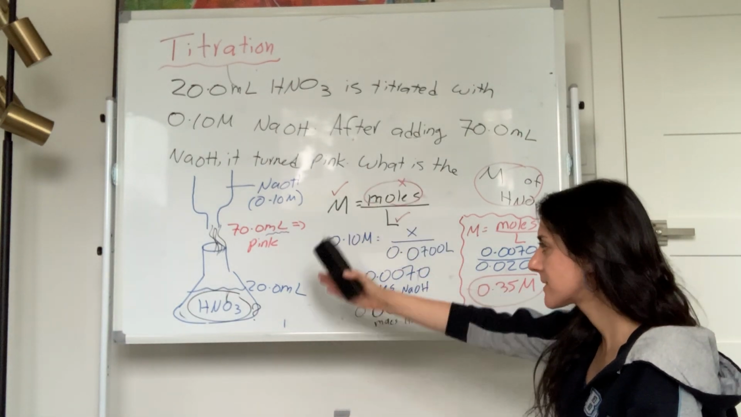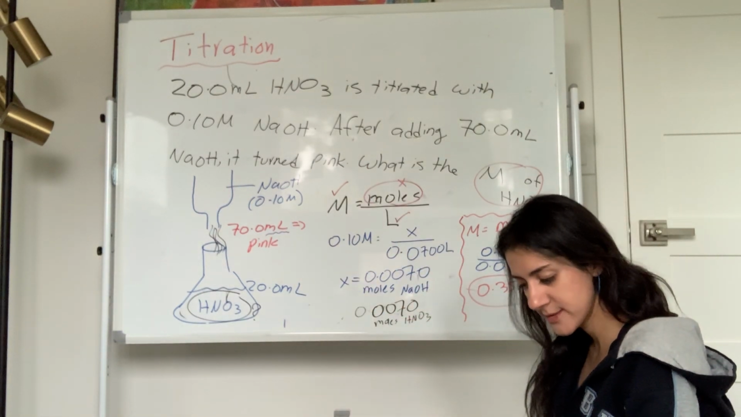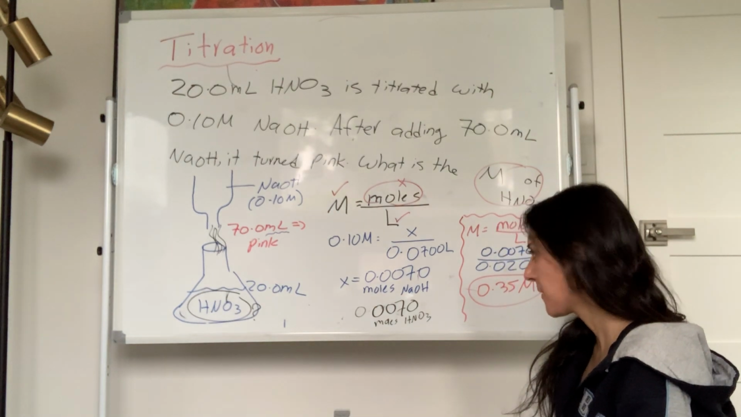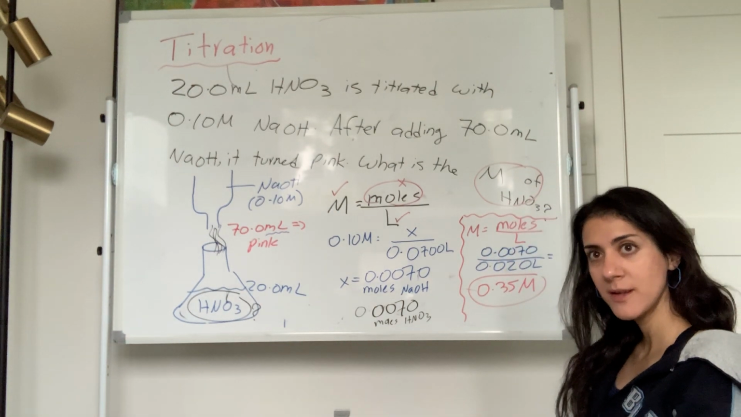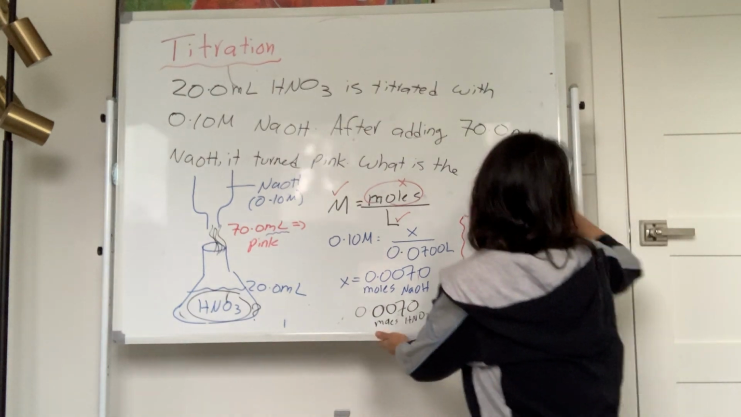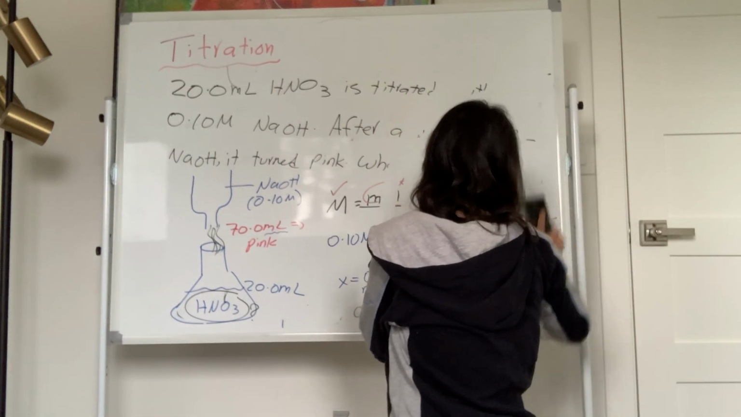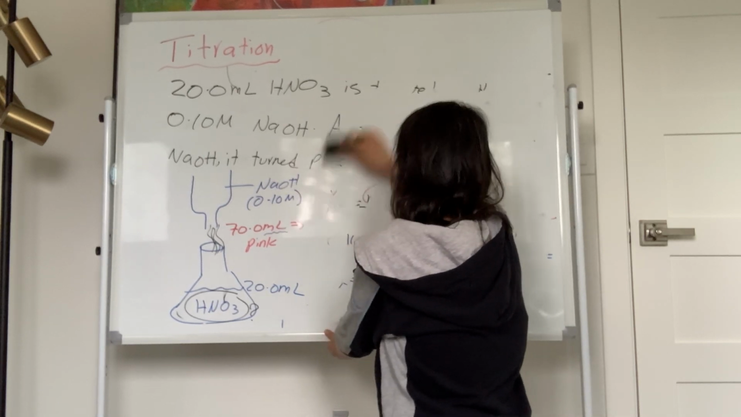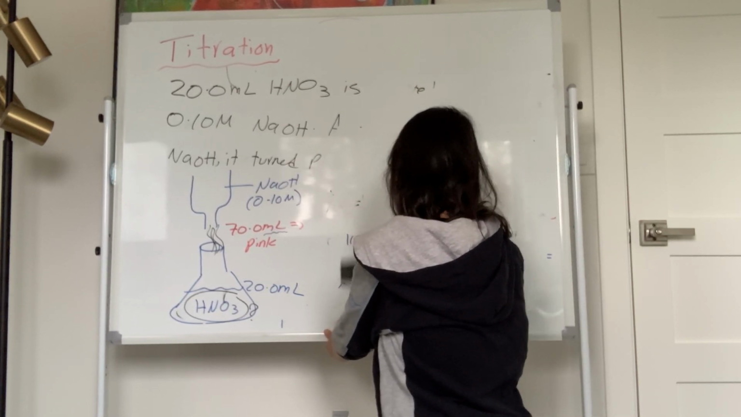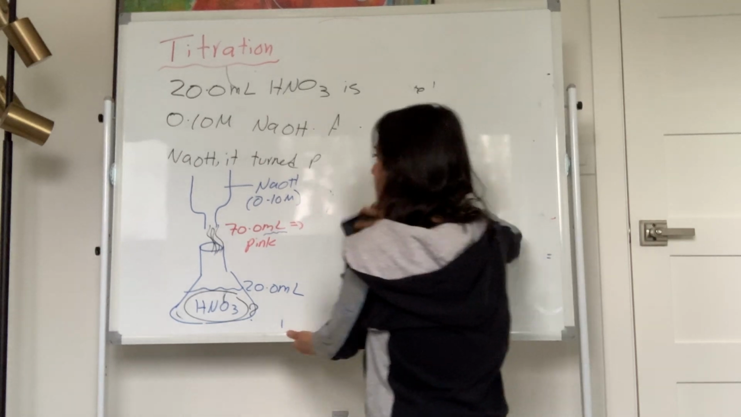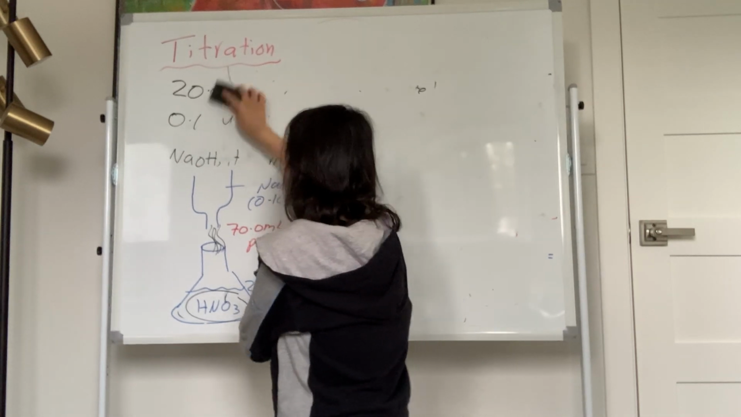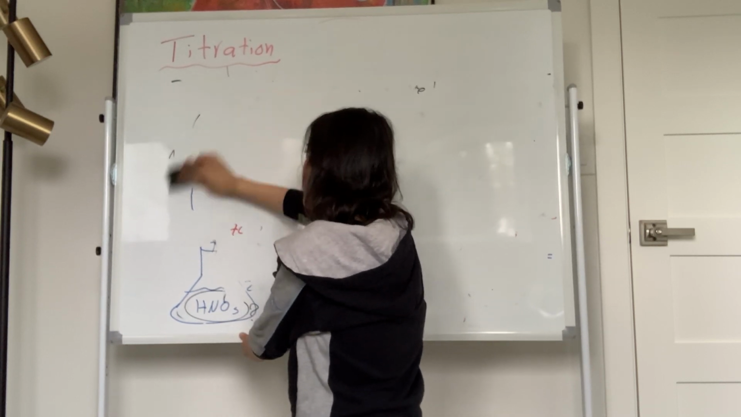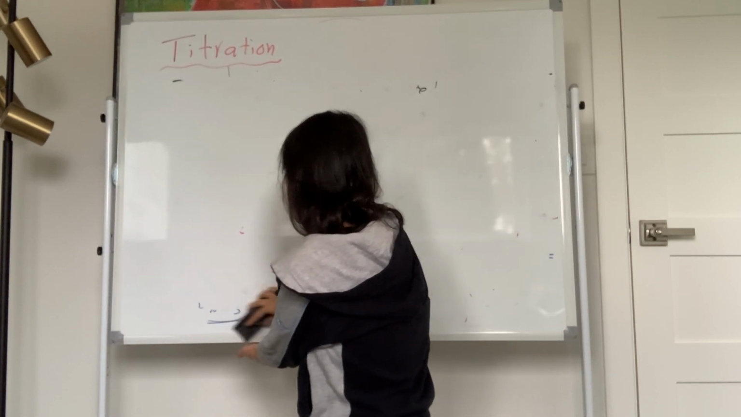Again, always set it up and then go for it. Alright, ready for the next practice problem? Let's do this. Again, titration is a way to figure out how much acid or base you have. Set this up every time you do a titration problem, and every time you have to figure out how much of the base or the acid you add before you turn pink, and then you can figure out the other variable.